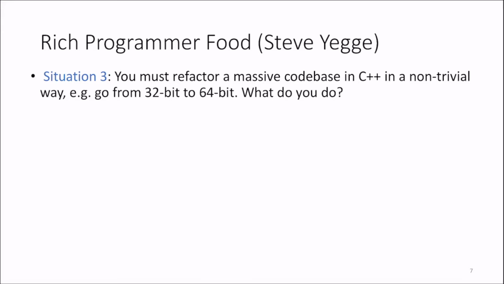Another situation is refactoring a massive code base in C++ in some non-trivial way. For example, going from 32-bit to 64-bit turns out to not be a trivial task. So again, you really need to transform C++ code, take it as input, and produce new output C++ code that obeys certain criteria. Compiler tools can help you do this in a provably correct way.